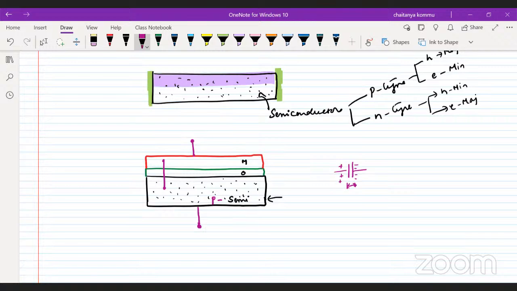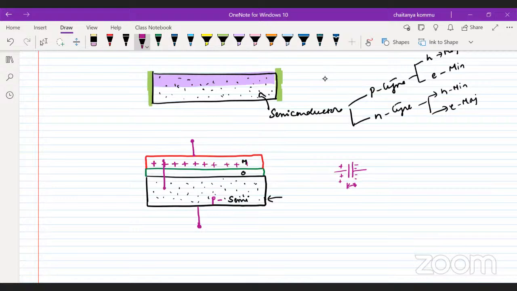I'm using the p-type semiconductor, right? And the majority carriers are holes. I want to attract the carriers. In order to attract the carriers from the semiconductor, what type of charge should I place on the metal? Exactly, positive charge. So we have to provide a positive charge on top of it.